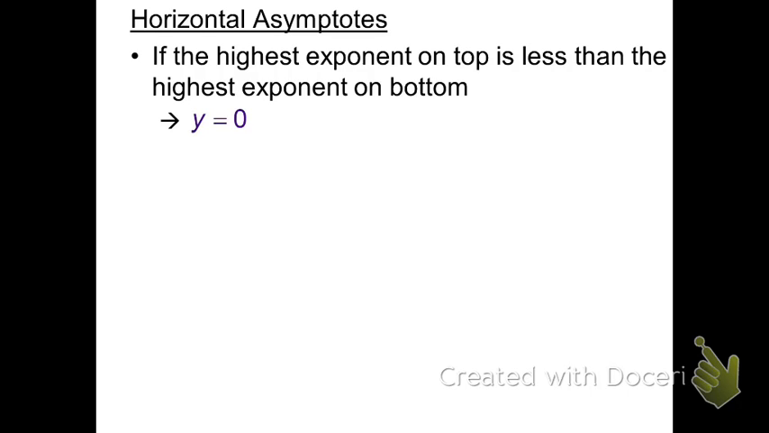Next are horizontal asymptotes, and we have 3 different rules for them. If the highest exponent on the top is less than the highest exponent on the bottom, then the horizontal asymptote is y equals 0. Here's what that looks like. If I have x plus 1 on the top and x squared minus 4 on the bottom, I'm looking at the highest exponent on the top, which is the first power, and the squared on the bottom. So the top is less than the bottom, which means this has a horizontal asymptote at y equals 0.